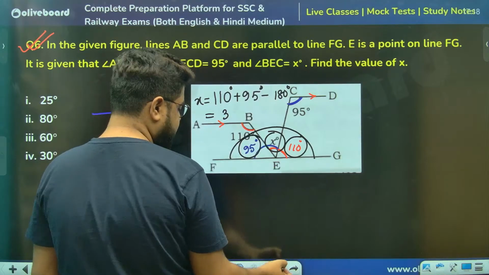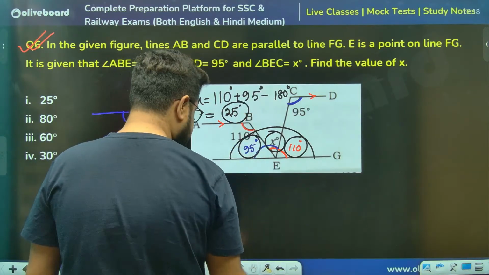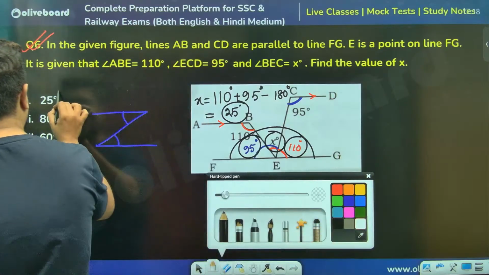25 degrees. What am I doing? 25 degrees. That is your answer. Option number 1, sir.